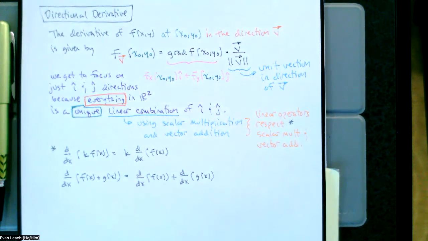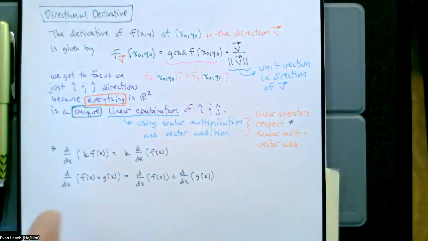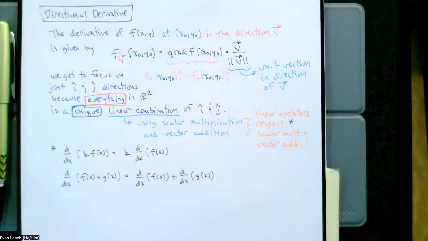So it's important that we refer to this as a linear combination because that tells us how operations interact with our vector combination. So the derivative is an example of a linear operator.